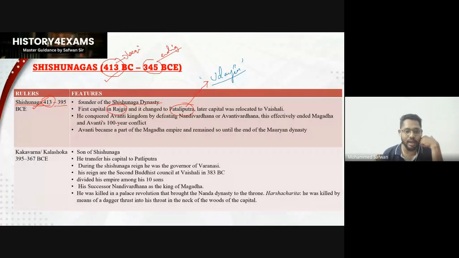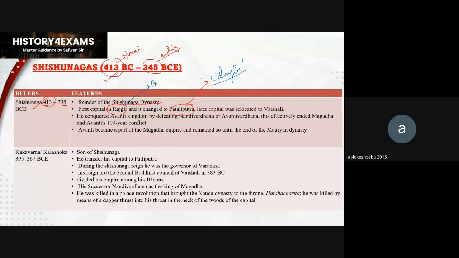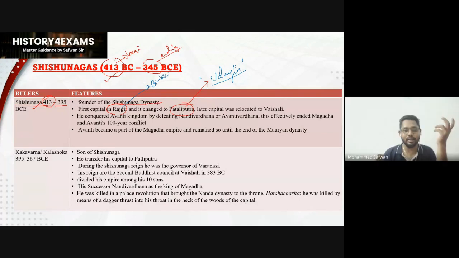And we discussed Rajagriha, who was the most important ruler there? Bimbisara. Started with Bimbisara. Then comes Ajashatru. If you have such an idea, you will be able to remember it any time. Later, the capital was relocated to Vaishali. So during the Shishunaga period itself, the capital was shifted to Vaishali. First it was in Rajagriha or Girivraja, then Pataliputra, then Vaishali.